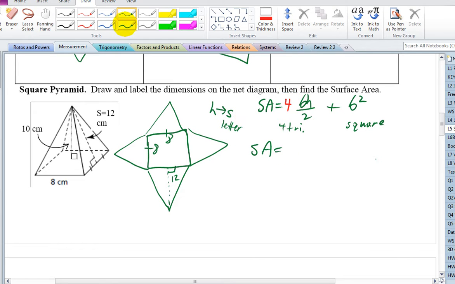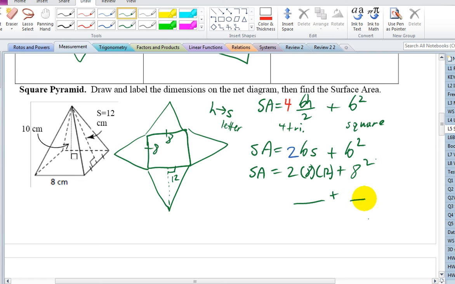So they've changed it. Instead of 4 divided by 2, they leave it as 2. Then they go bs plus b squared. So you have to know what all those letters mean. I never use the formula for this one, but you're welcome to if you want. You just got to make sure it's a square, not a rectangle. So substitute in 2 times 8 times 12 plus 8 squared. Figure out the answer on the front and the back of the addition sign, and then add them up. Go for it.